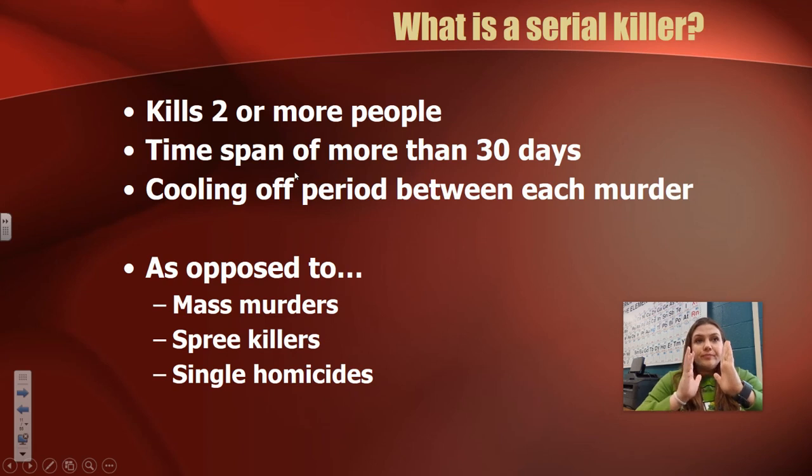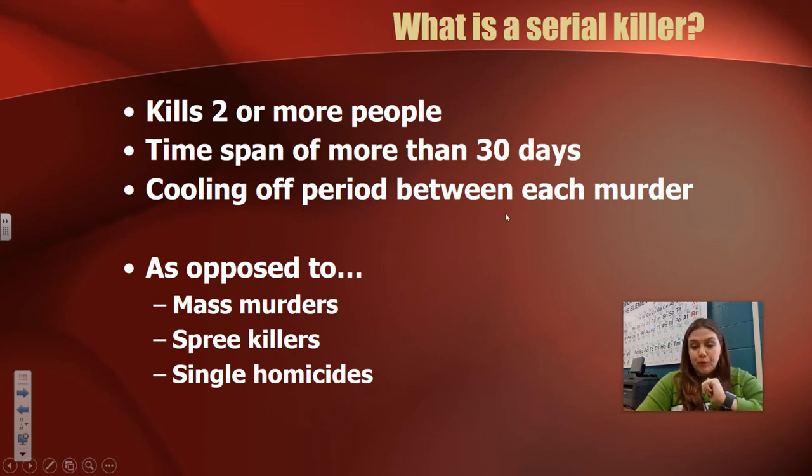Even if they killed 15 people, if it was all at once, like a terrible event such as a mass school shooting, that's called a mass killing, or a spree killing. That's not a serial killer. To be a serial killer, you have to have time in between the kills. The time span has to be at least 30 days.